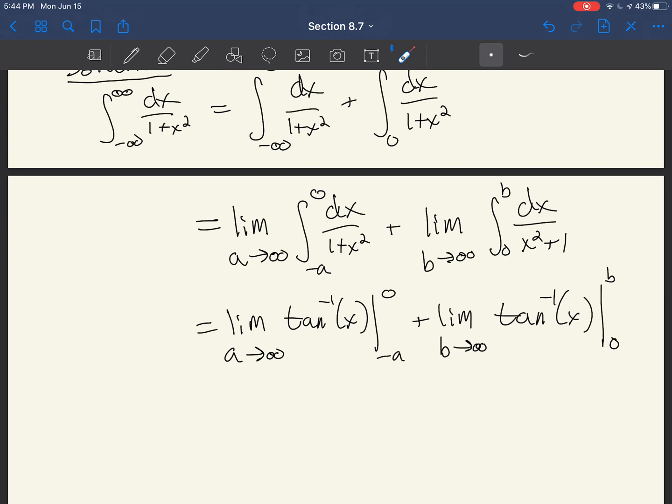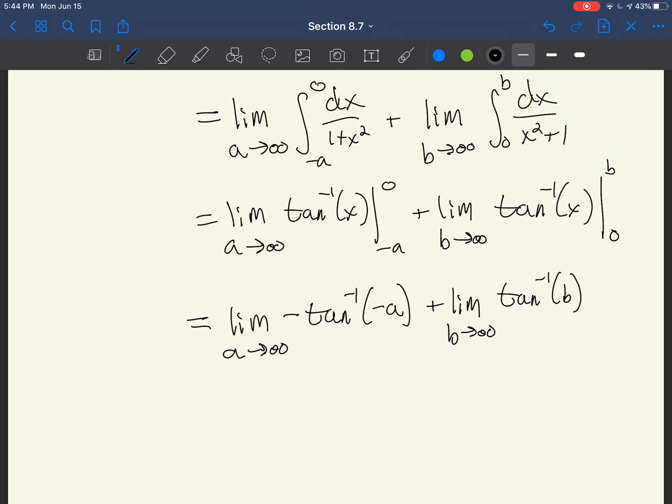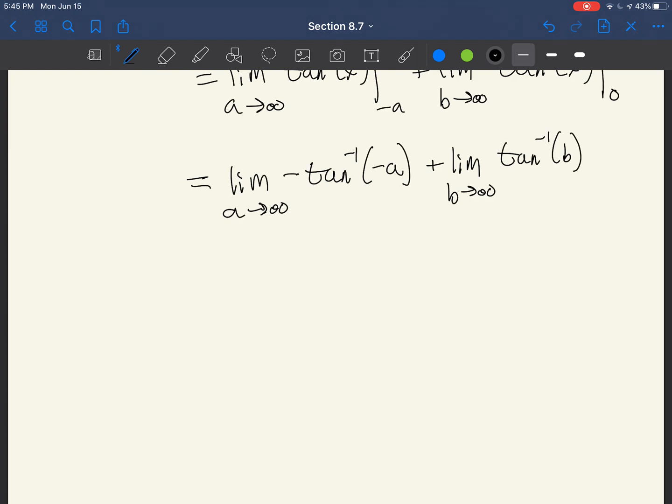All right, tangent inverse of 0 is asking for what value does tangent equal 0, and that is when sine equals 0 and cosine does not equal 0, and that is exactly at 0. So this is just the limit as a goes to infinity of 0 minus tangent inverse of negative a, plus the limit as b goes to infinity of tangent inverse of b minus 0.